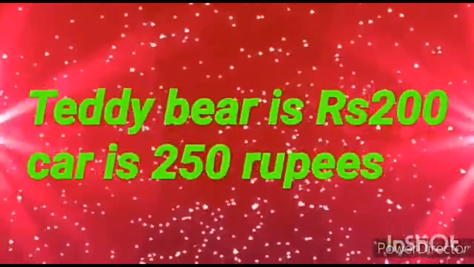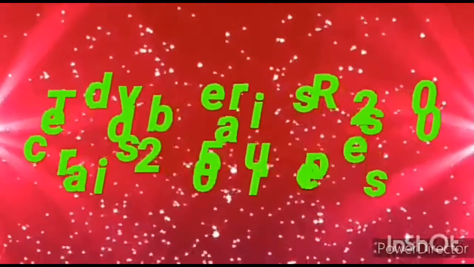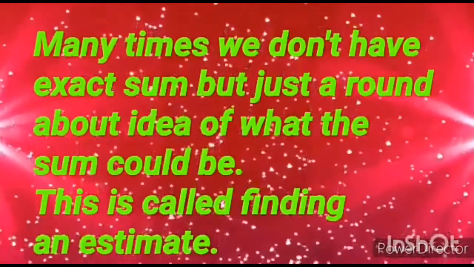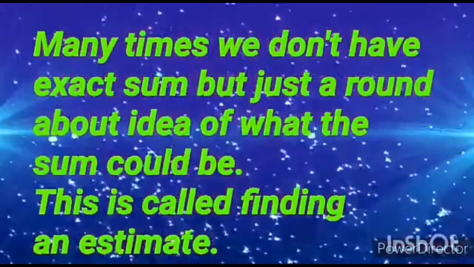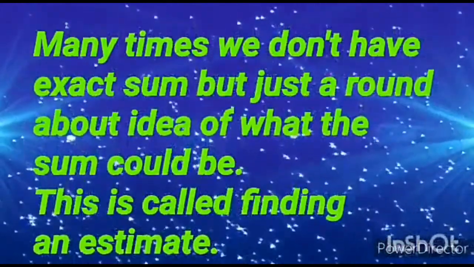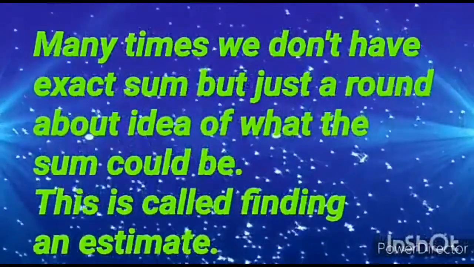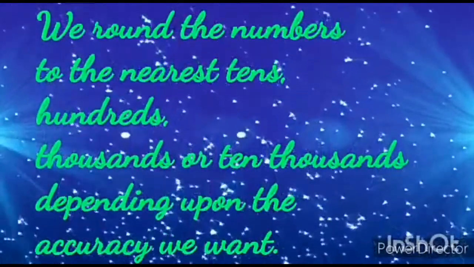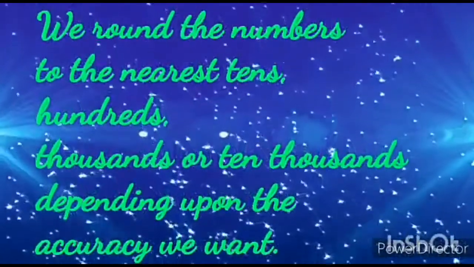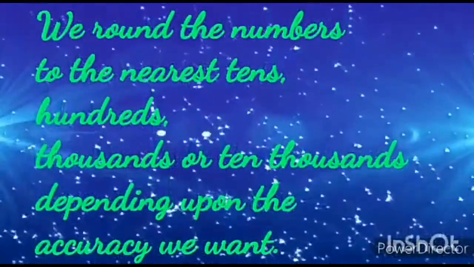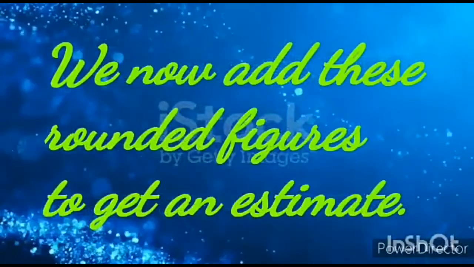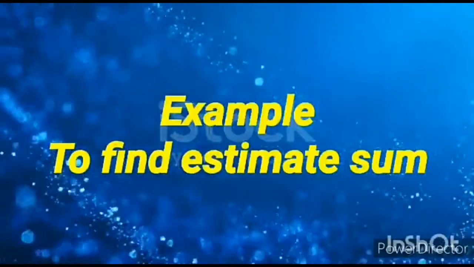He is having 500 rupees in his pocket. So he is counting in his mind, teddy bear is 200 rupees and the car cost is 250 rupees. Total it is 450 rupees. Many times we don't need the exact sum, but just a rough idea of what the sum could be. This is called finding an estimate. We round the numbers to the nearest tens, hundreds, thousands or 10,000s depending upon the accuracy we want. We now add these rounded figures to get an estimate. Now let us do one example to find the estimating sum.